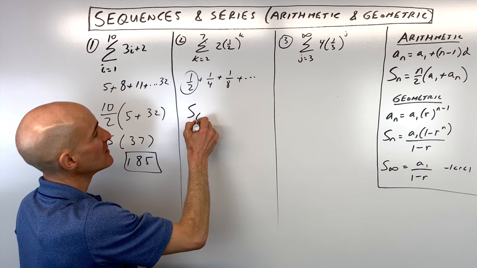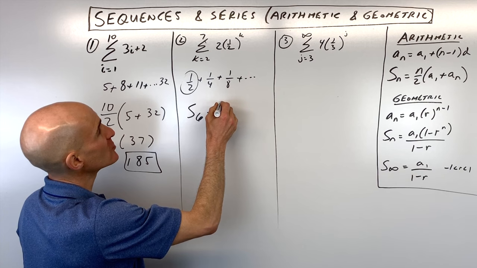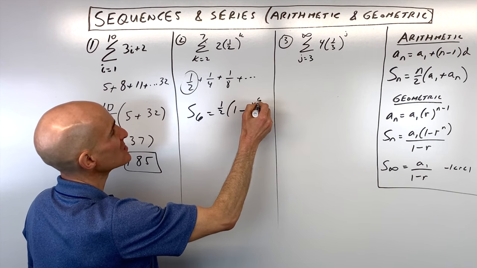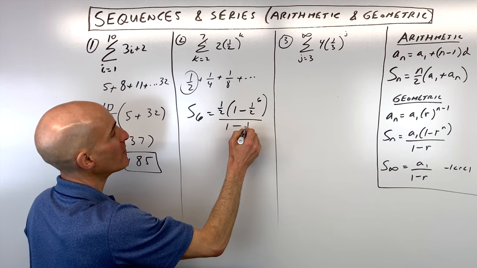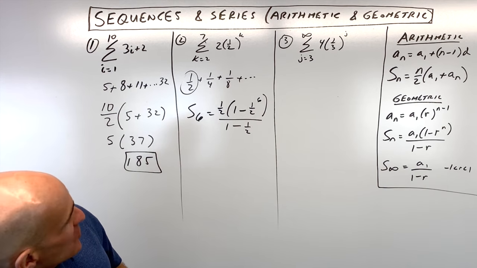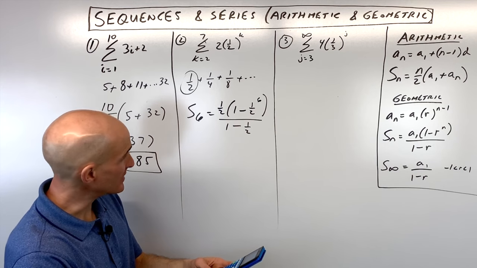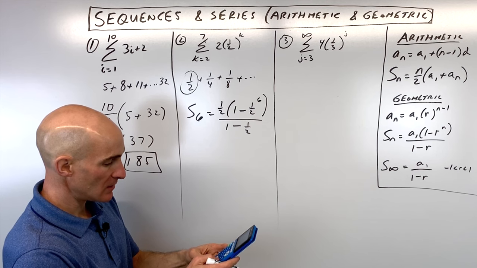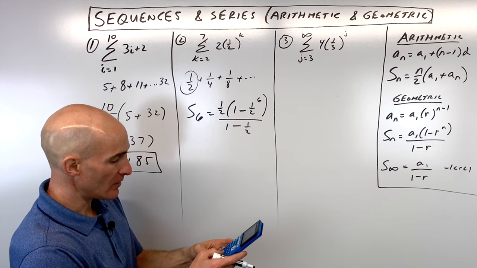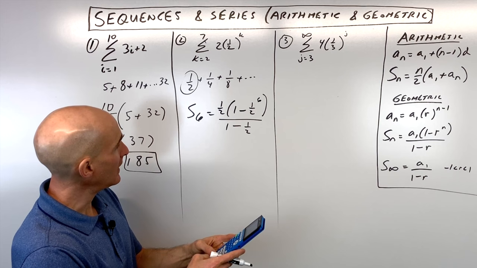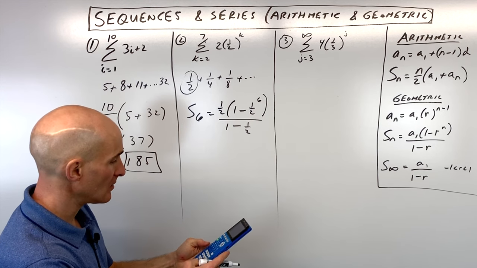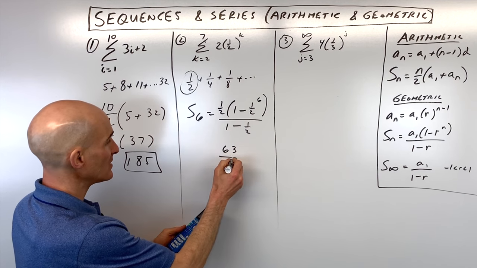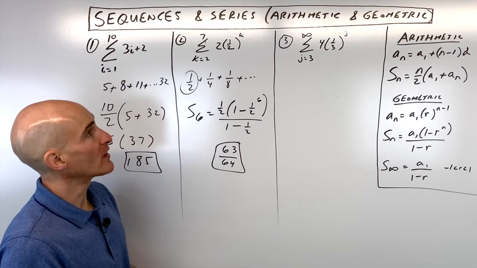So the sum of these 6 terms, the first term we said was 1 half, the ratio, which was 1 half, there was 6 terms, all divided by 1 minus 1 half. So let's go to the calculator on this one, and let's see what we get. So we have 1 minus, all divided by, and I'm getting, let's see if I can convert that to a fraction here for us, it's 63/64.